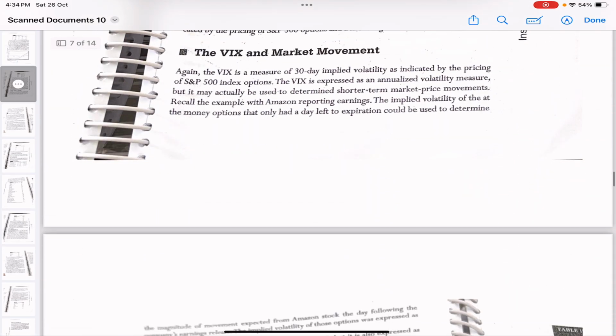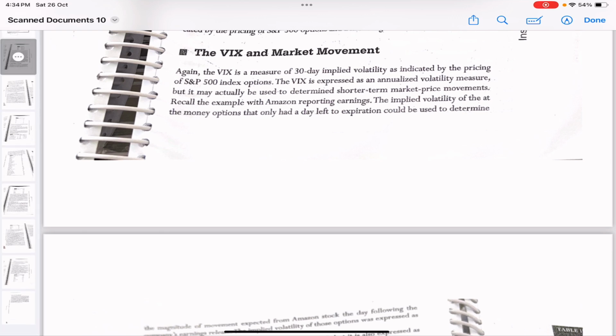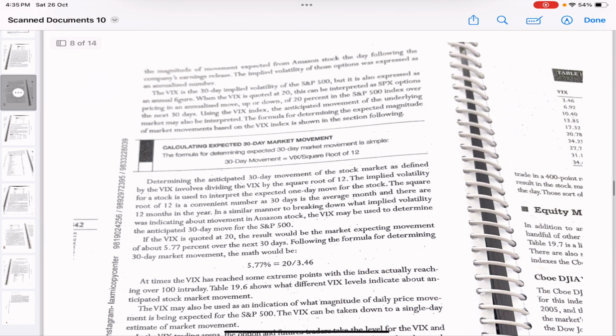Okay, let's continue with the VIX and the market movement. What is VIX and the market movement? The VIX is a measure of the 30-day implied volatility as indicated by the pricing of S&P 500 index options. The VIX is expressed as an annualized volatility measure, but it may be actually used to determine shorter term market price movements. Recall the example with Amazon reported earnings. The implied volatility of the at the money options that only had a day left to expire could be used to determine the magnitude of movement which is expected from Amazon stock the day after the company's earnings release, right?